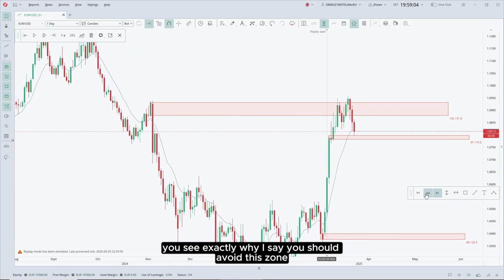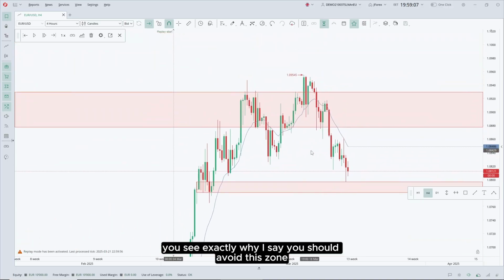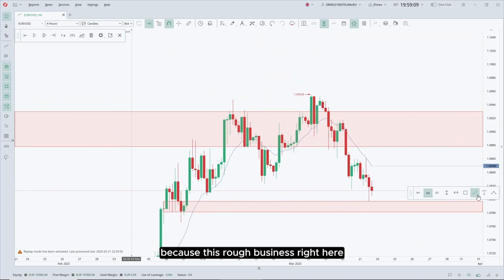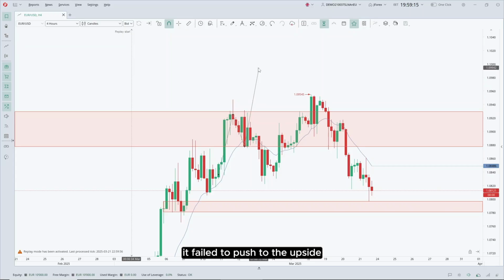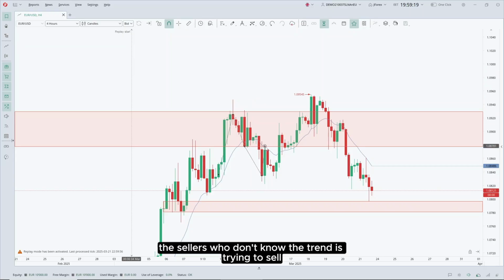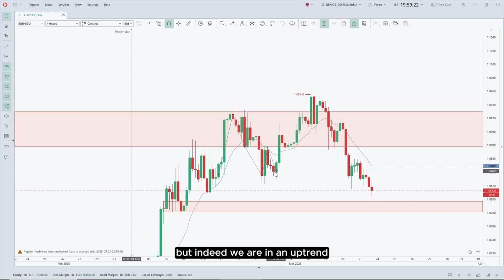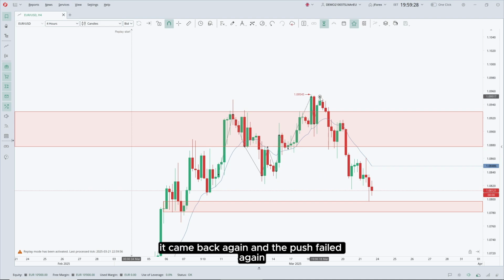You see exactly why I say you should avoid this zone, because this rough business right here, when price came back to this moving average, it failed to push to the upside. It came back down. Now the sellers who don't know the trend is trying to sell, but indeed we are in an uptrend, so it kept heading to the downside. It came back again and the push failed again.